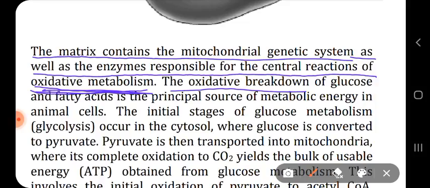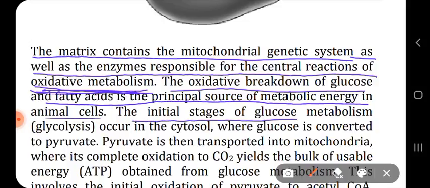Oxidative breakdown of glucose and fatty acid is the principal source of metabolic energy in animal cells. As we have learned in our early classes, oxidative breakdown of glucose and fatty acid is the main principal source of metabolic energy in animal cells. So glucose is broken down by oxidation, and fatty acids also get broken down to get energy by the animal cells.